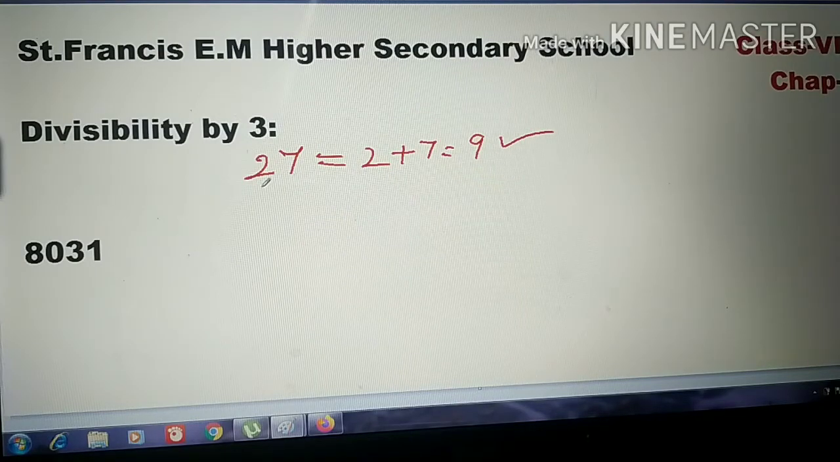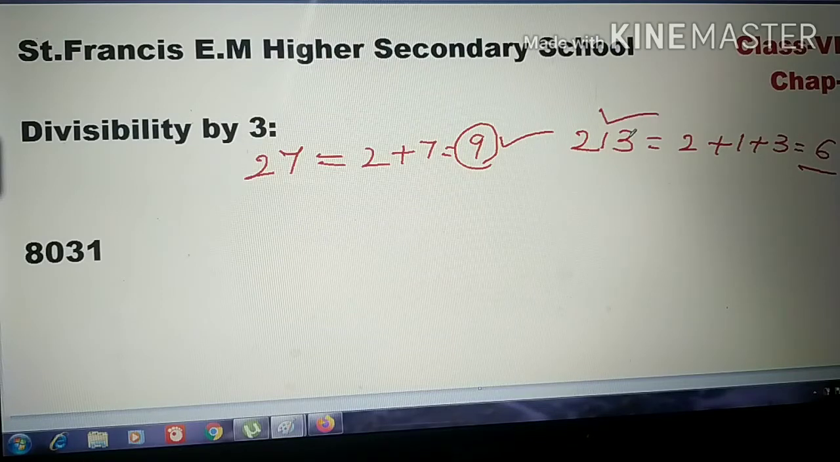So like that, if you add the digits of the given number, that means each and every digit of the number, whatever number you get now must be divisible by 3. Then only the number will be exactly divisible by 3. I am taking one number here, see this one: 2 plus 1 plus 3. What do you get here? 2 plus 1 is 3, 3 plus 3 is 6. 6 is exactly divisible by 3. So we can say this 213 is exactly divisible by 3.